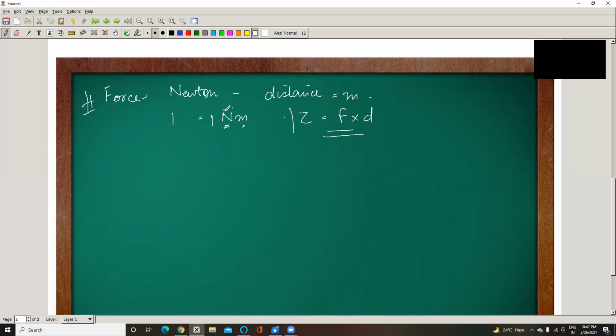But you should know this definition: one torque is said to be 1 newton meter if a constant force of 1 newton is acting on an object at a perpendicular distance of 1 meter from a pivot point. The pivot is the central point, the axis of rotation, where the rotation will occur. So this is one torque.